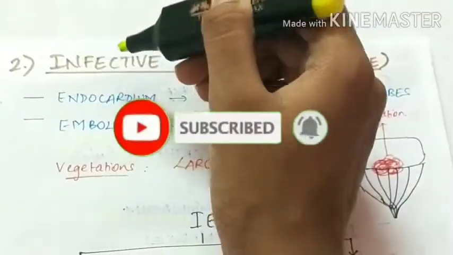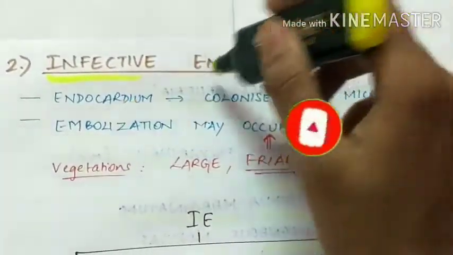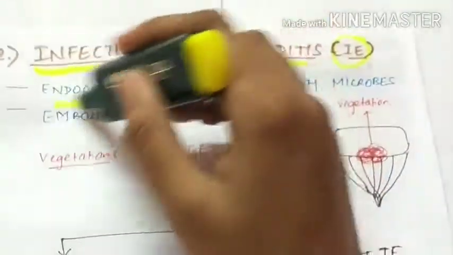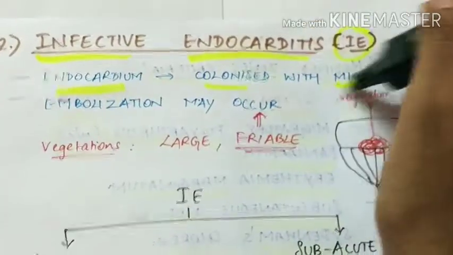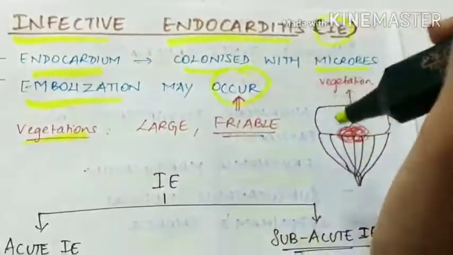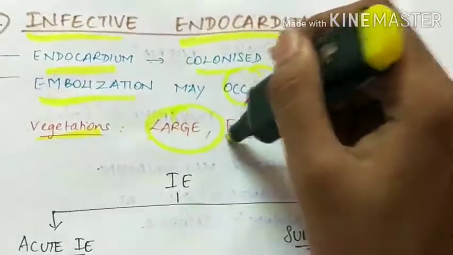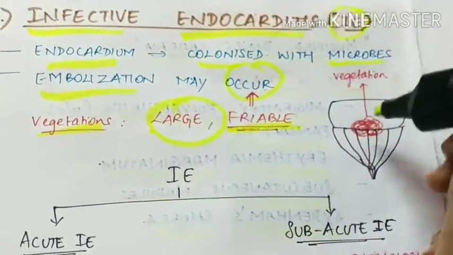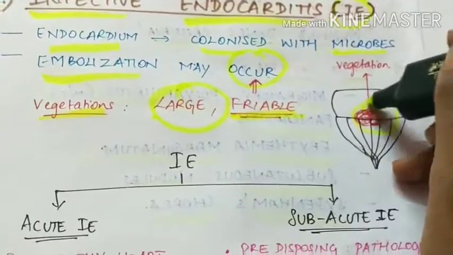The second vegetation is infective endocarditis, IE. Here the endocardium is colonized with microbes and embolization may occur because the vegetations seen here are large and friable, due to which emboli can occur. This is the large friable vegetation.